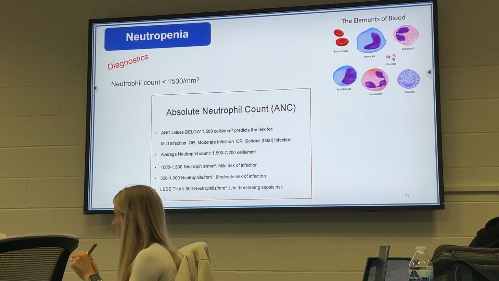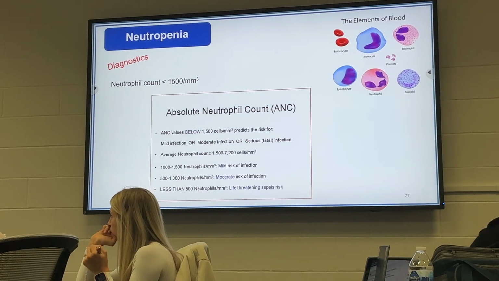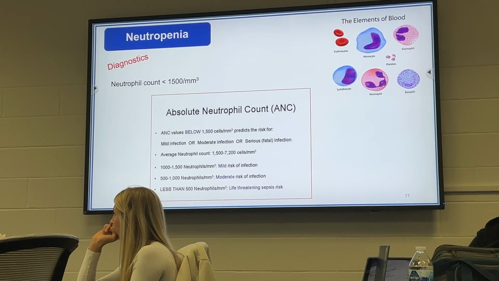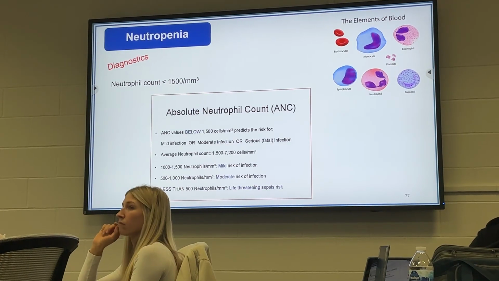A and C, we talked about that earlier. That's the phagocytosis. That's the neutrophils that can do a good job of phagocytosis, chewing up the debris, getting rid of it. The lower the number, the worse things are.